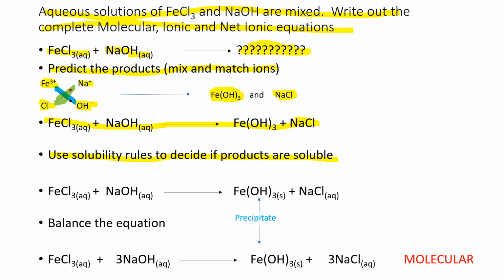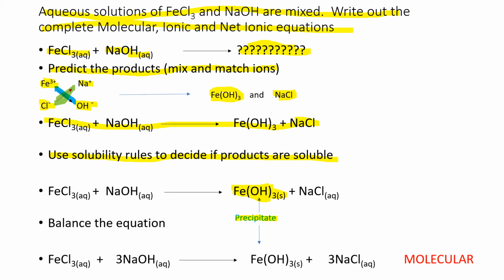Here, this is going to be our precipitate. Iron is not going to allow the hydroxide to be soluble here. This is going to form a precipitate. This would not be one of the exceptions. So here's going to be our precipitate.